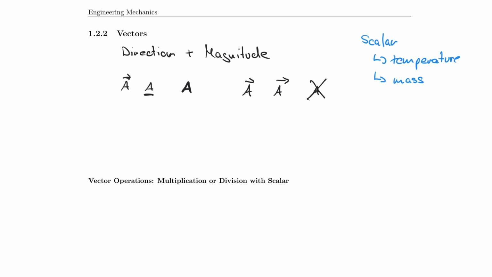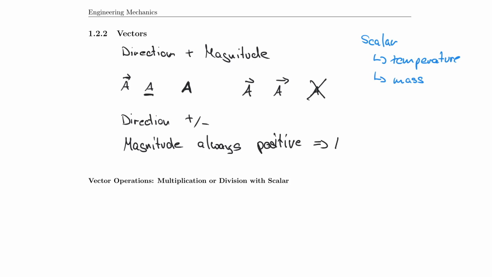So the direction is usually given by a plus or minus sign. And the magnitude is usually the length, and it's also positive because the length is always positive, right? So magnitude always positive, which is the length.